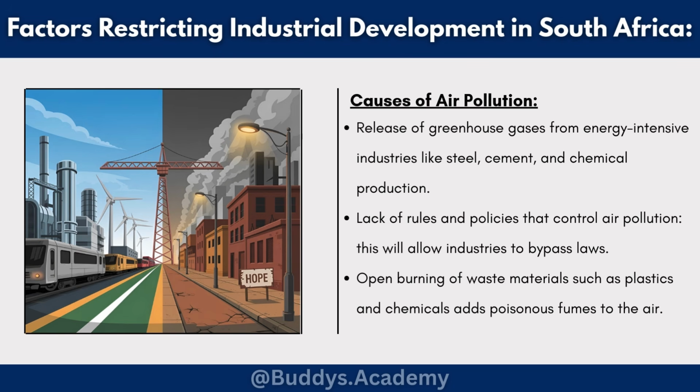The lack of rules and policies that control air pollution. Now, this is going to allow industries to bypass laws. Remember, if we put in place rules and regulations that are going to prevent these industries from releasing large amounts of pollution, that's going to be a major step forward in reducing air pollution. And lastly, open burning of waste materials such as plastics and chemicals are going to add poisonous fumes to the air.